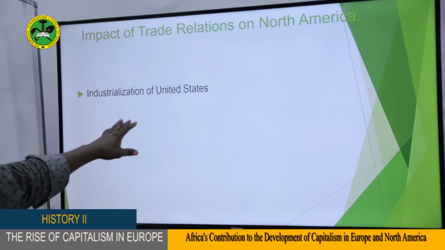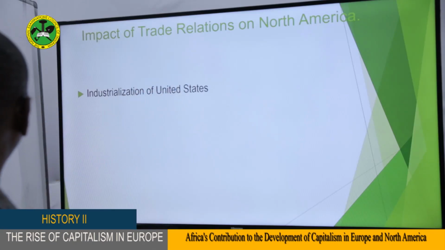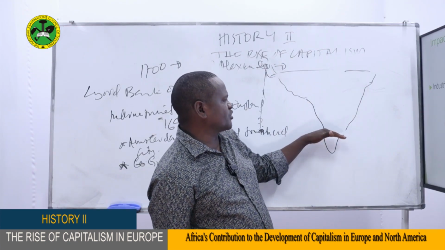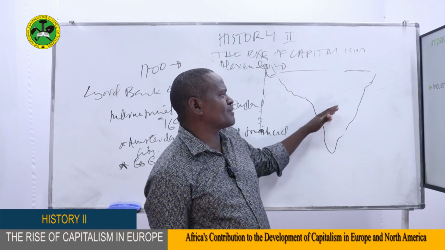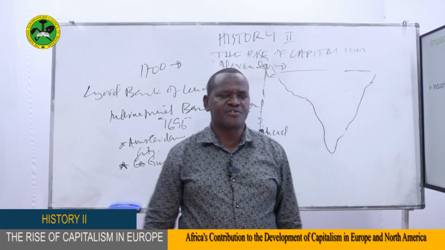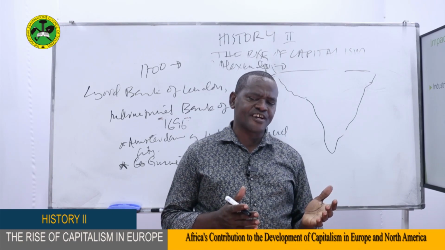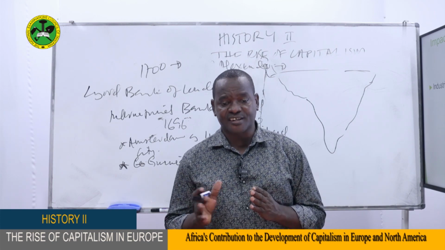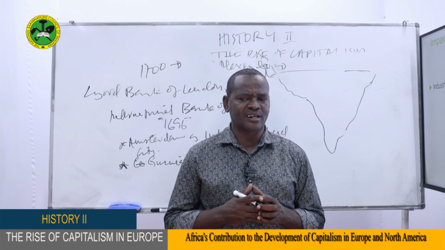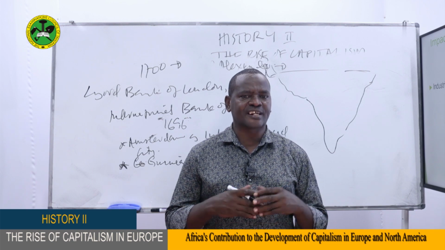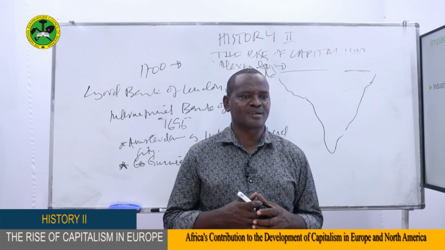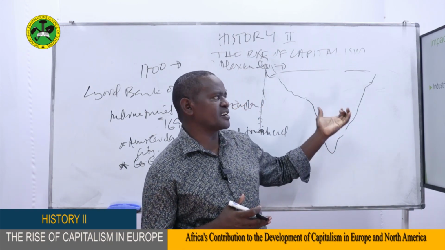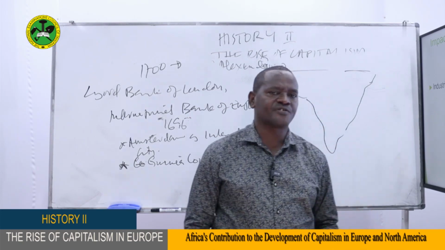Another thing is industrialization of the United States of America. Just as I've said, the northern part of the United States became industrialized. It became industrialized because of raw materials which were produced by the southern states, where African slaves were working in those plantations. So there are two things which can go together: the development of agriculture and industrialization. Remember, if you're talking of industrialization related to agricultural raw materials, then you can see that the agriculture sector made a very big contribution to the industrialization of the northern part of the United States of America.